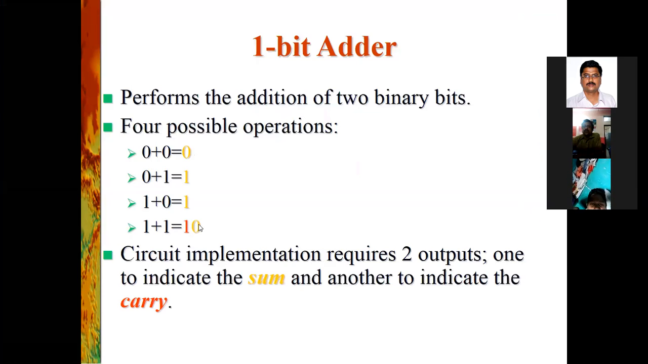The 0 which is in yellow color is nothing but the sum, and the 1 which is in red color indicates it is a carry. So if you are doing multi-bit addition, this will be moved as a carry to the next higher order bit. If you remember these 4 combinations, then you can understand the addition process. To understand half adder and full adder operation, you need to know these 4 combinations: 0 plus 0 is equal to 0, 0 plus 1 is equal to 1, and 1 plus 1 is equal to what? 1, 0.